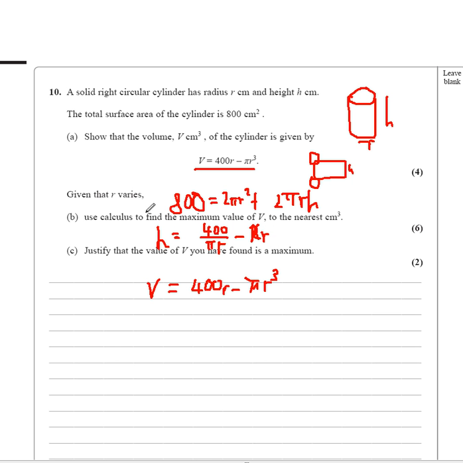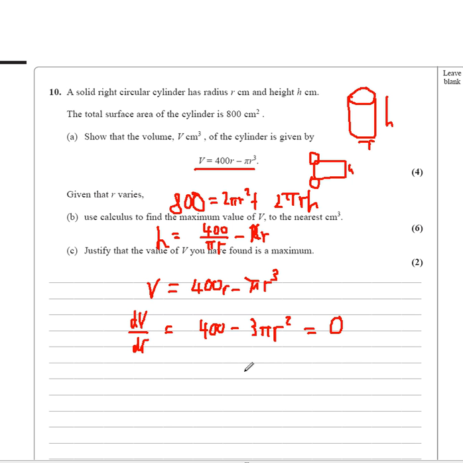Use the calculus to find the maximum value of v to the nearest centimetre cubed. Maximum value of v, given that r varies, is when dv by dr equals 0. Maximum points are always when the rate of change is 0. So dv by dr equals 400r differentiates to make 400. Now remember, pi is just a number, so this gives us minus 3 pi r squared. I'm going to need a calculator. And that equals 0 at the maximum point.